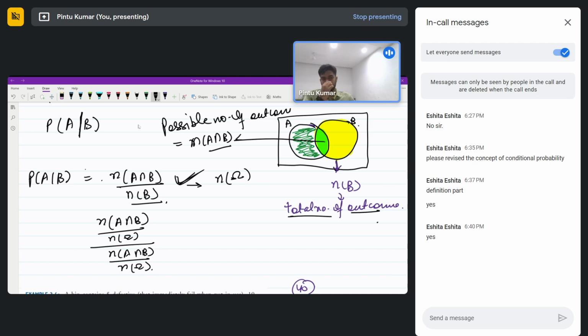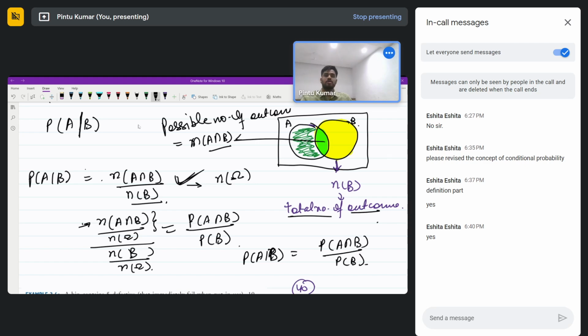So now the upper part would be nothing but the probability of A intersection B, because this is the number of outcomes in A intersection B over the total possible number of outcomes. And the denominator, sorry, this should be B, right? This is B in the denominator. This would be the probability of B, right? So that's how we reach the definition of probability of A given B, that is probability of A intersection B divided by probability of B. Am I clear?